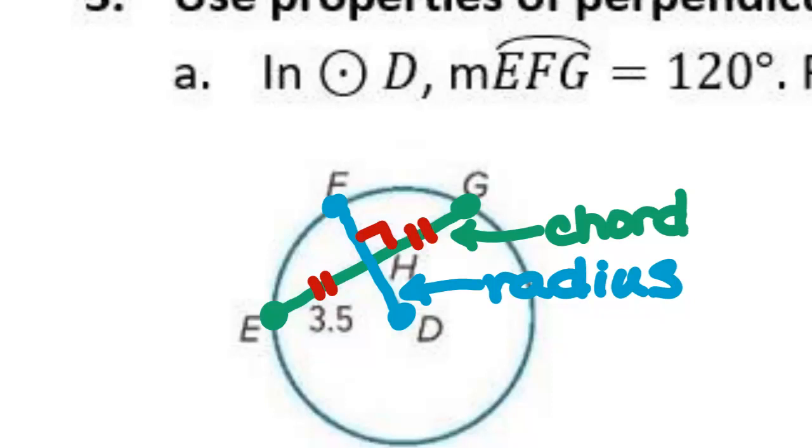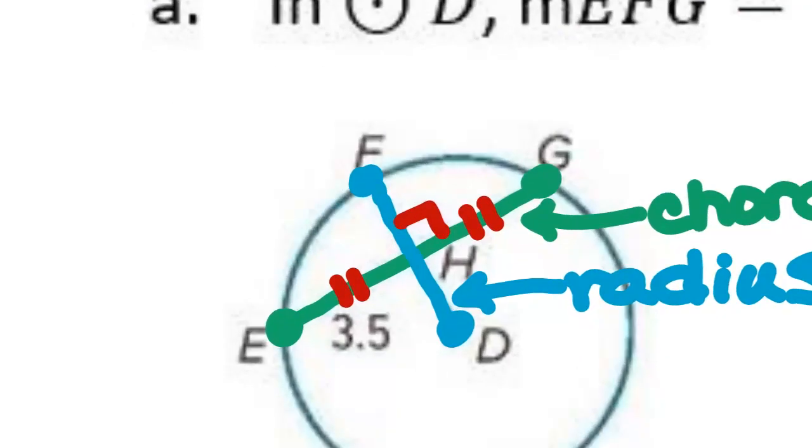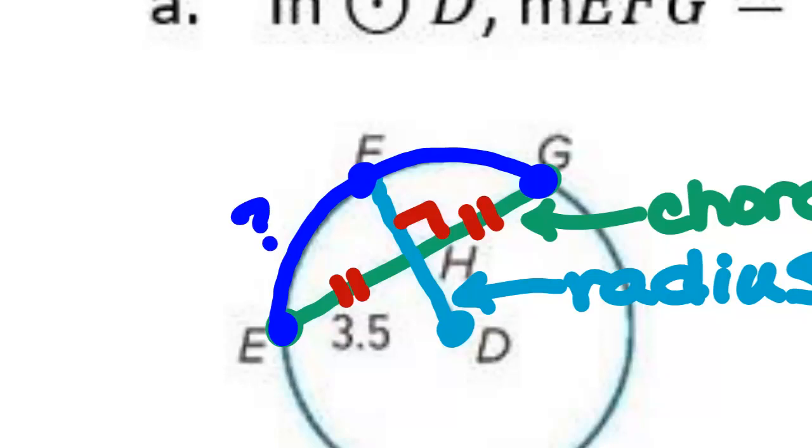It's also telling me something about the arc. What would be true about arc EF as compared to arc FG? What would be true about this arc and this arc? They would be the same. They would be congruent, yes. That radius, where it's touching here at point F, that is the middle of that arc.